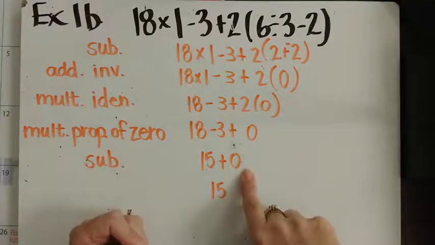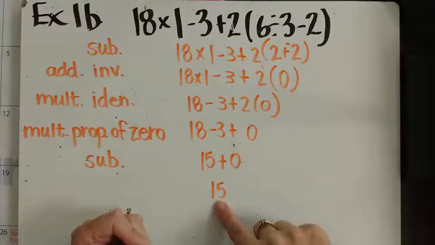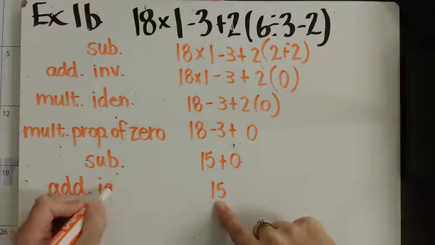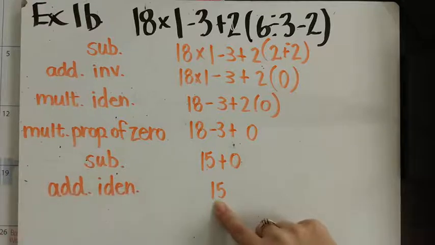Again, adding 0 is a property of ours. We get the identical number we started out with, so we actually use the rule of additive identity.